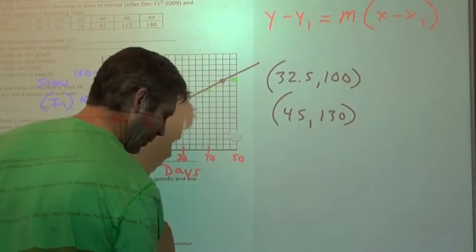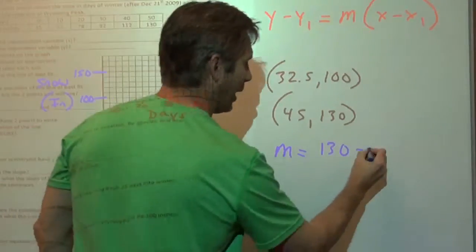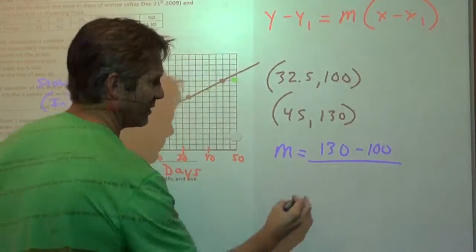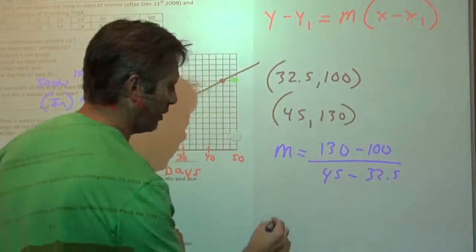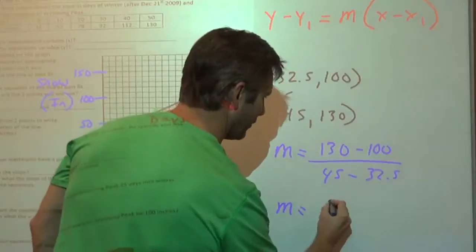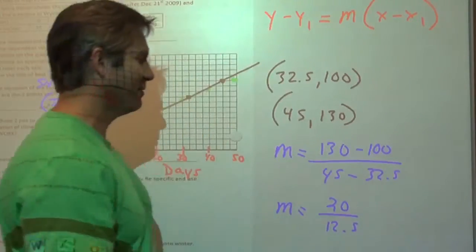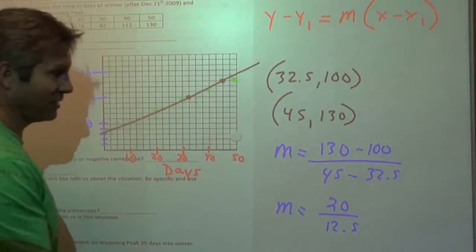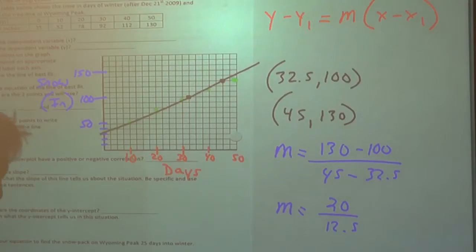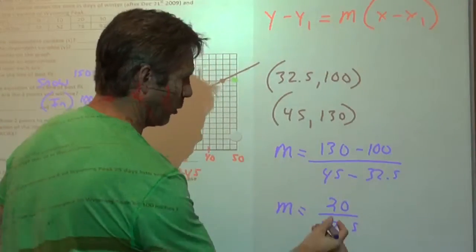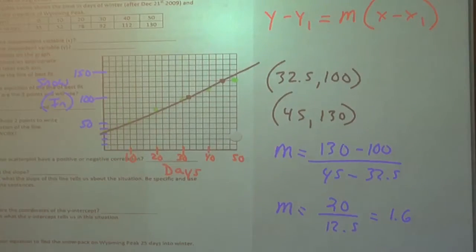So we know how to find slope. We're going to find slope by taking the second y, 130 inches, minus the 100 inches, divided by the second x, which was 45 days, minus the first x, which is 32.5 days. Now this meant that we got a difference of 20 inches of snow. We gained 20 inches of snow in 12.5 days. We could bust out the calculator and see what that is. I believe that would be 1.6. So we're going to make that slope be 1.6. So we're saying that we're going to gain about 1.6 inches per day.